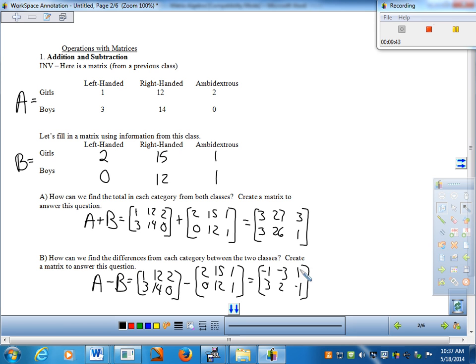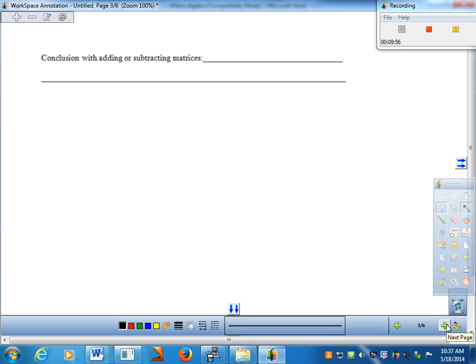I think at the bottom of your sheet you just have a little conclusion with it. Let's go ahead and get that in, and then move on to probably our more important piece, which is the multiplication. So to add or subtract matrices, very simply what we want to do is add or subtract, obviously depending which it is, what we would consider the corresponding elements.